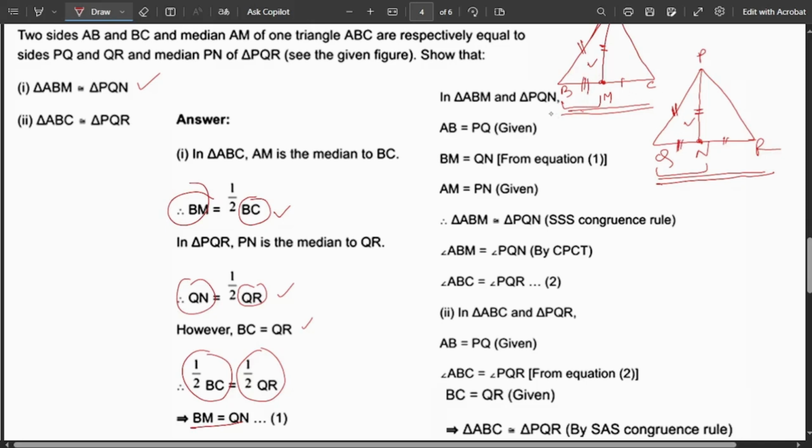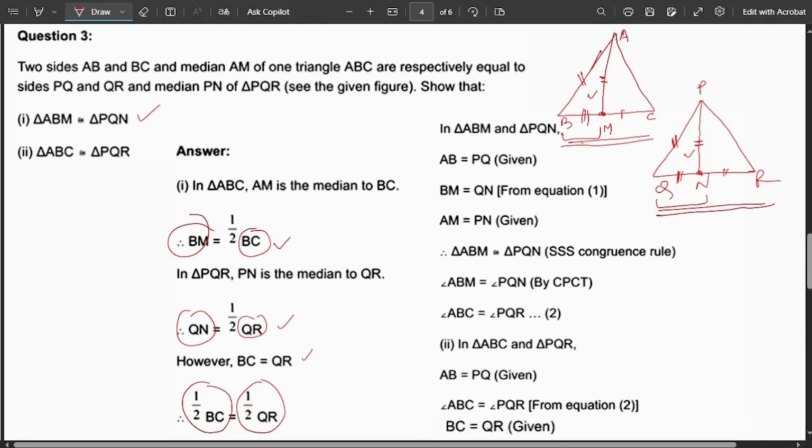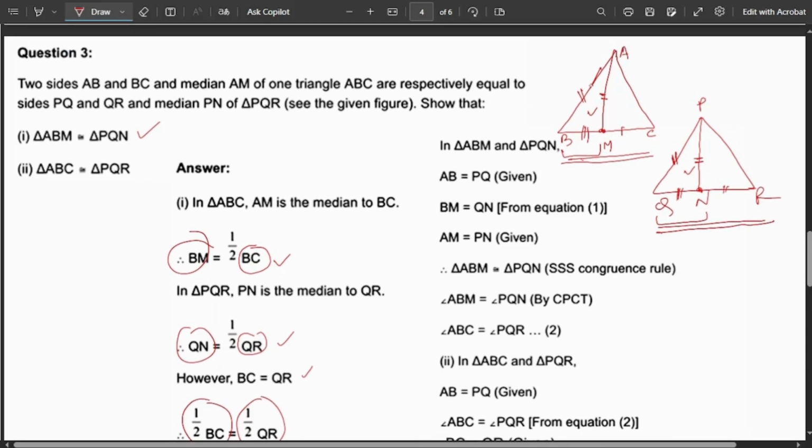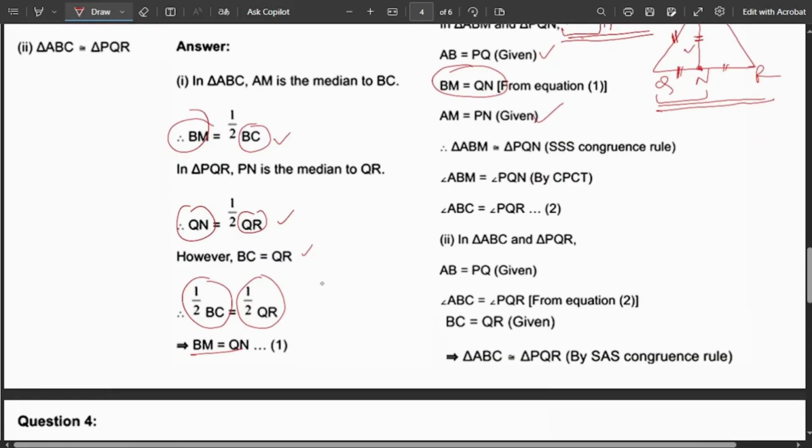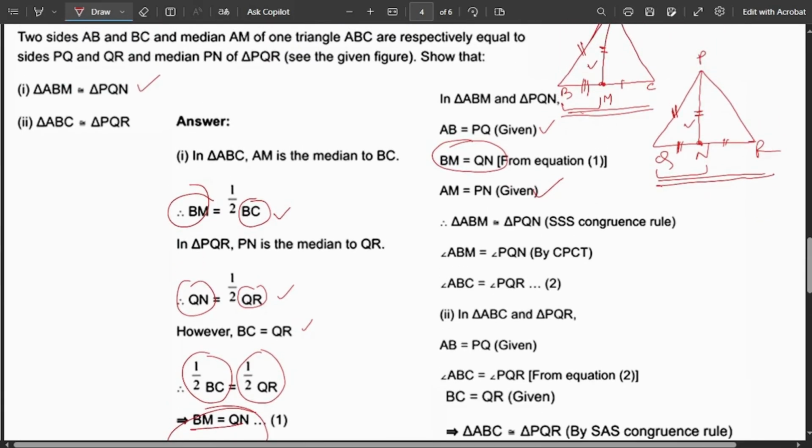So by side congruency, these two triangles are congruent because AB equals PQ, the first one given, AM equals PN, it is also given, and we proved that BM equals QN. So by side congruency, these two triangles are congruent.